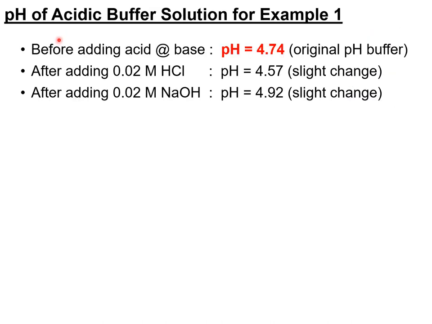Okay, so next, this is something yang the question didn't ask you, but this is something that I want you to know. From the example 1, dia kan suruh kamu calculate the pH of the acidic buffer solution. So, you can see the original pH of the acidic buffer solution before you add a small amount of strong acid and base is 4.74. This is the original pH value. And after you add a small amount of strong acid, which is sebanyak 0.02 molar of HCl, the pH value berubah sedikit saja, which the value is 4.57. Tapi bila you add a small amount of strong base, which is 0.02 molar of NaOH, dia punya pH value pun berubah sikit saja, which is 4.92.